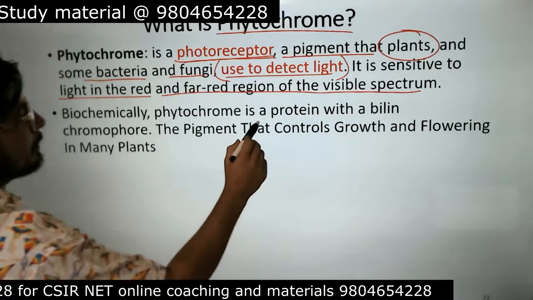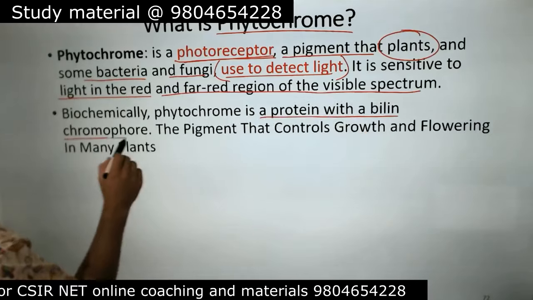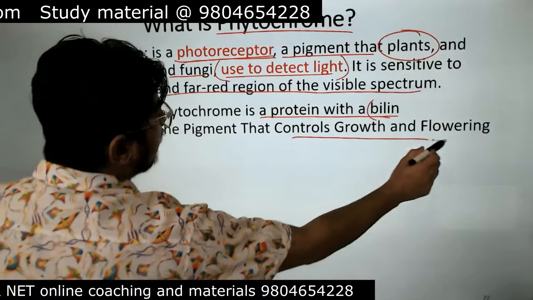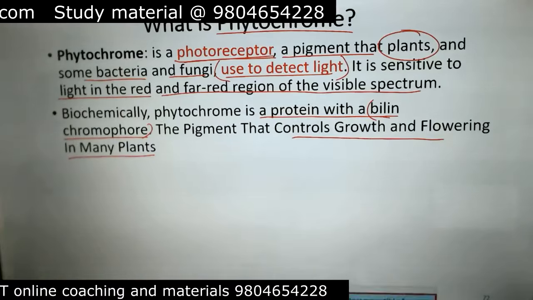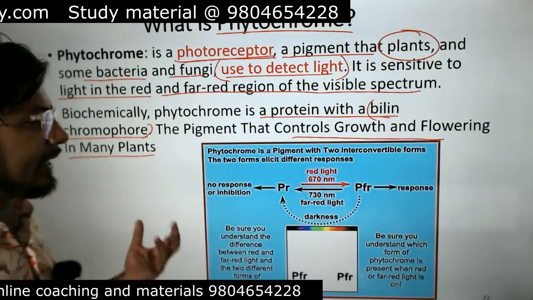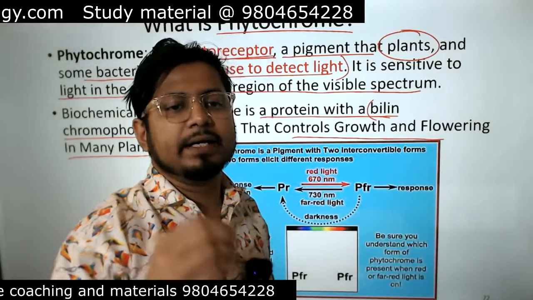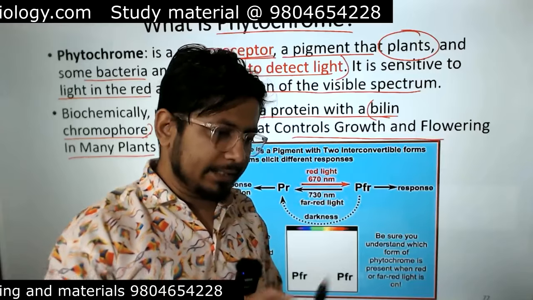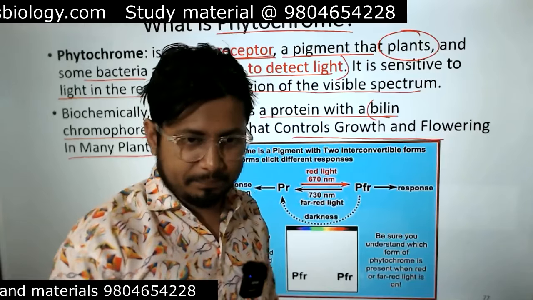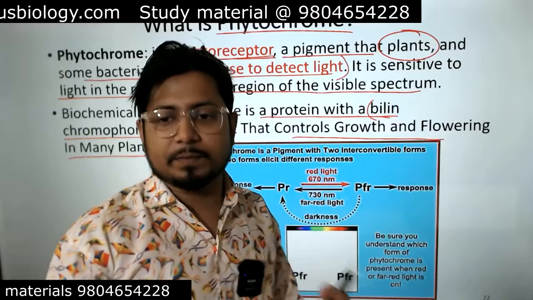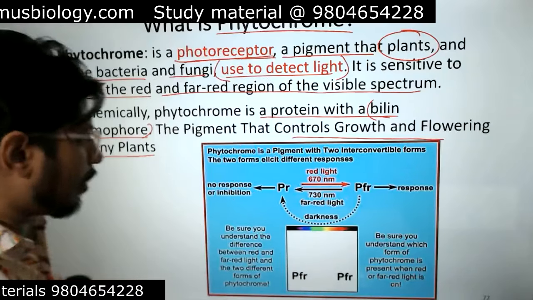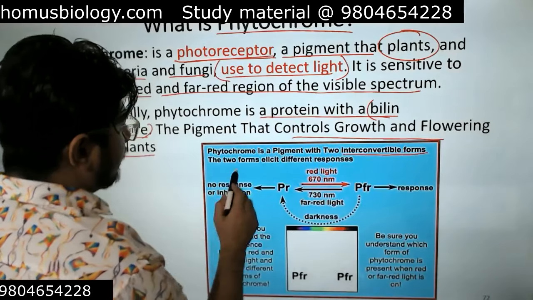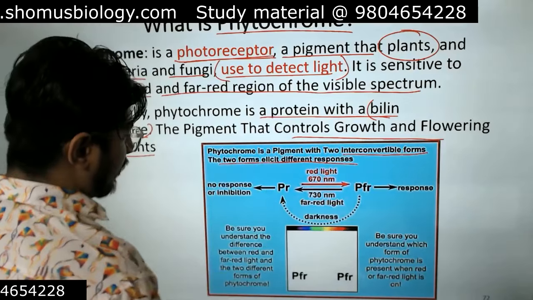Biochemically, phytochrome is a protein with a bilin chromophore in it. Okay. It is the pigment that controls growth and flowering in many plants. And we study how exactly growth and flowering is regulated by red light and far red light by the presence of the phytochrome. And there are two types, PFR and PR type. This phytochrome is present in Arabidopsis, okay, as a model plant. So two interconvertible forms are present to elicit different responses.